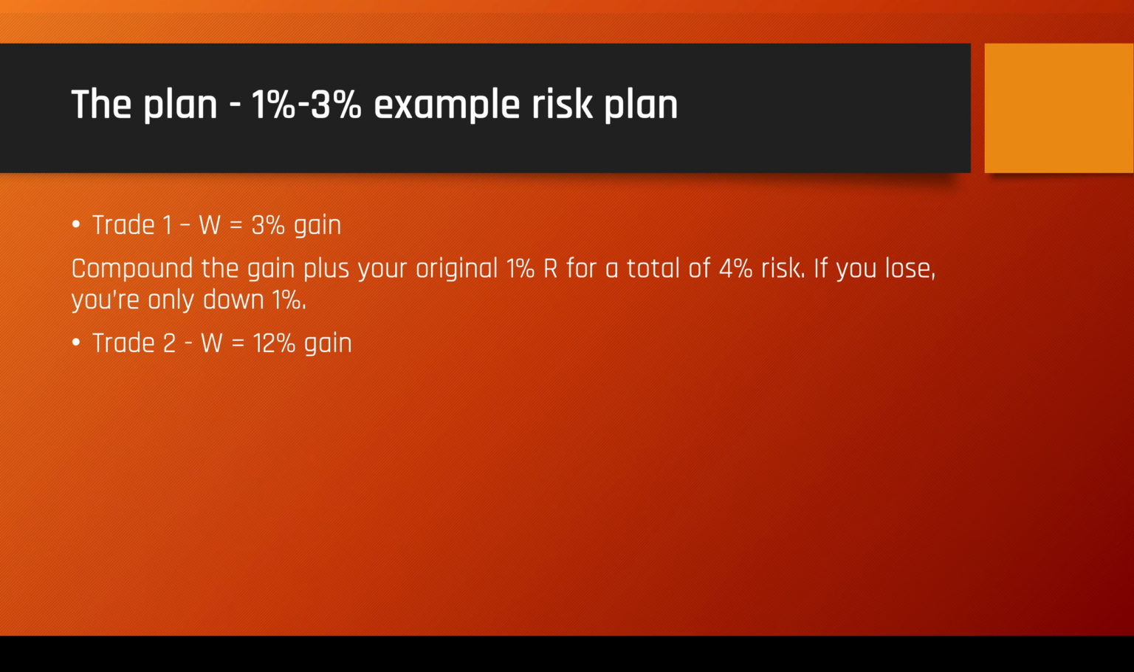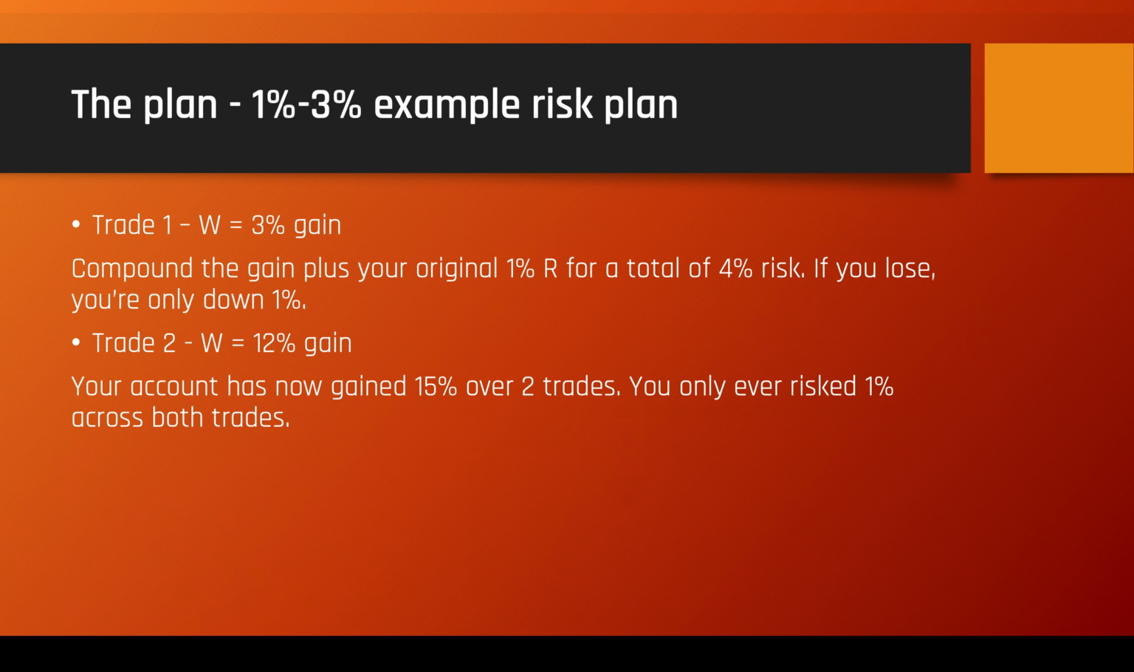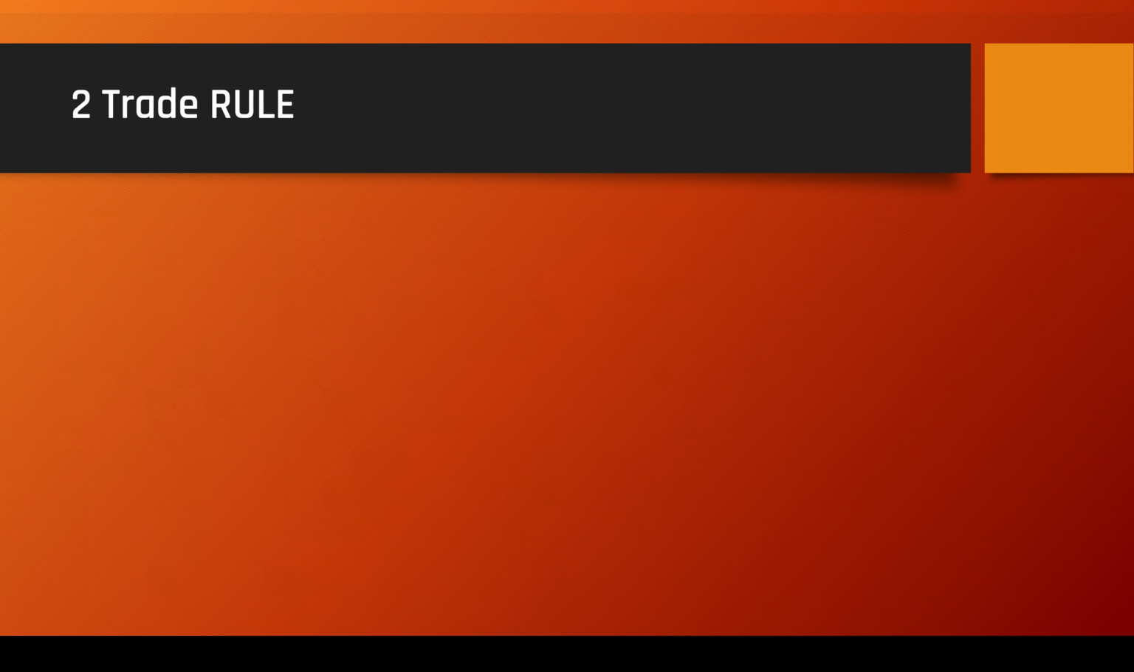So trade 2, let's say we win it. It does happen. We're now up 12%. So in total, we have just gained 15% over 2 trades, and you only ever risked 1% across both trades. You never actually risked more than that for a 15% gain. Absolutely nuts. So there is one rule I do ask you guys to stick by, the 2-trade rule.